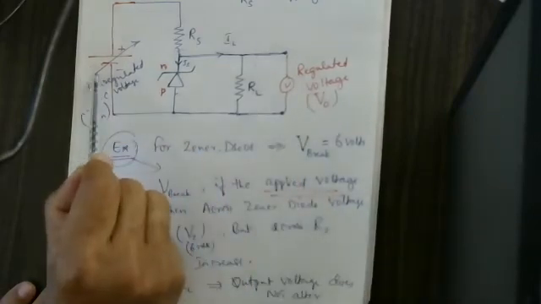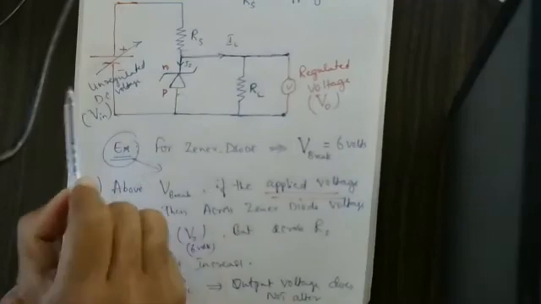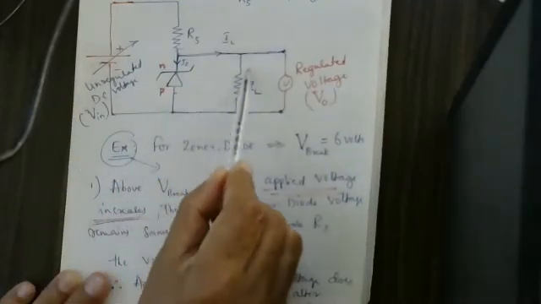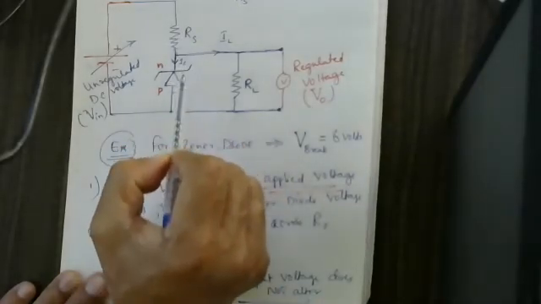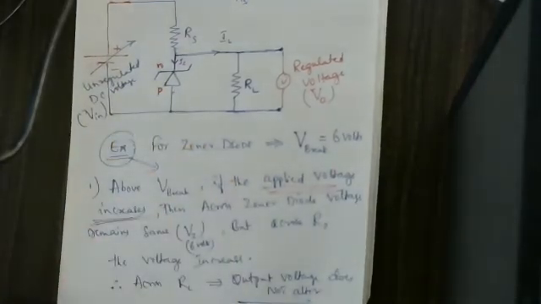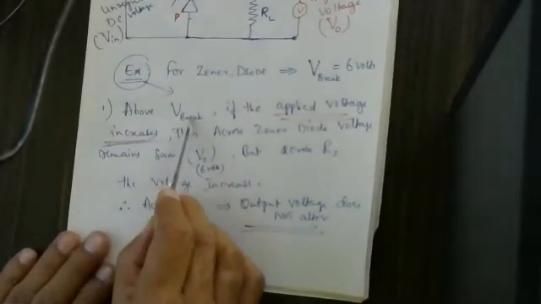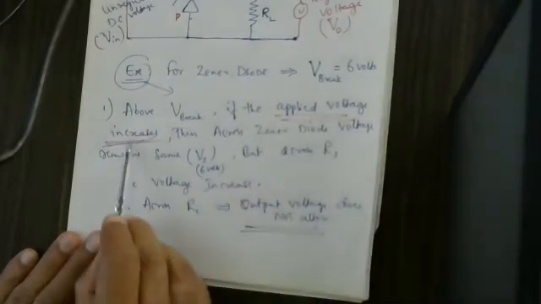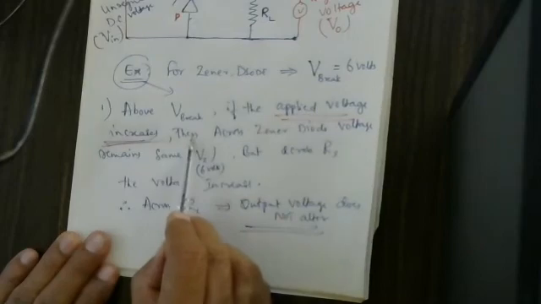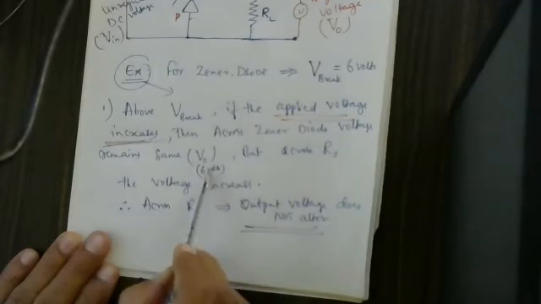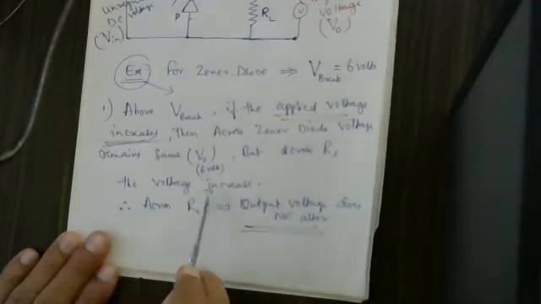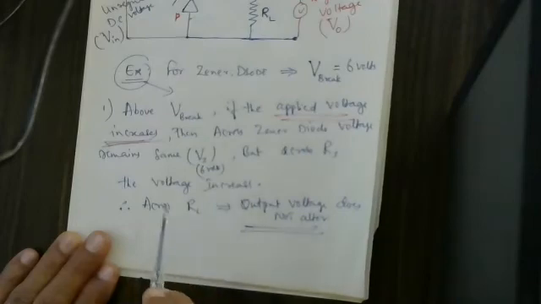If 15 volts is present, 20 to 15 reduced, then here it is 6 only. This is 6, this is 6. But here 9 volts is present. 9 plus 6 is equal to 15. So therefore, I can say above the breakdown voltage, if the applied voltage decreases, then across the Zener diode, voltage remains the same, VZ only, but across RS, the voltage decreases. Therefore, across RL, output voltage does not alter. Therefore, it is acting as a voltage regulator.